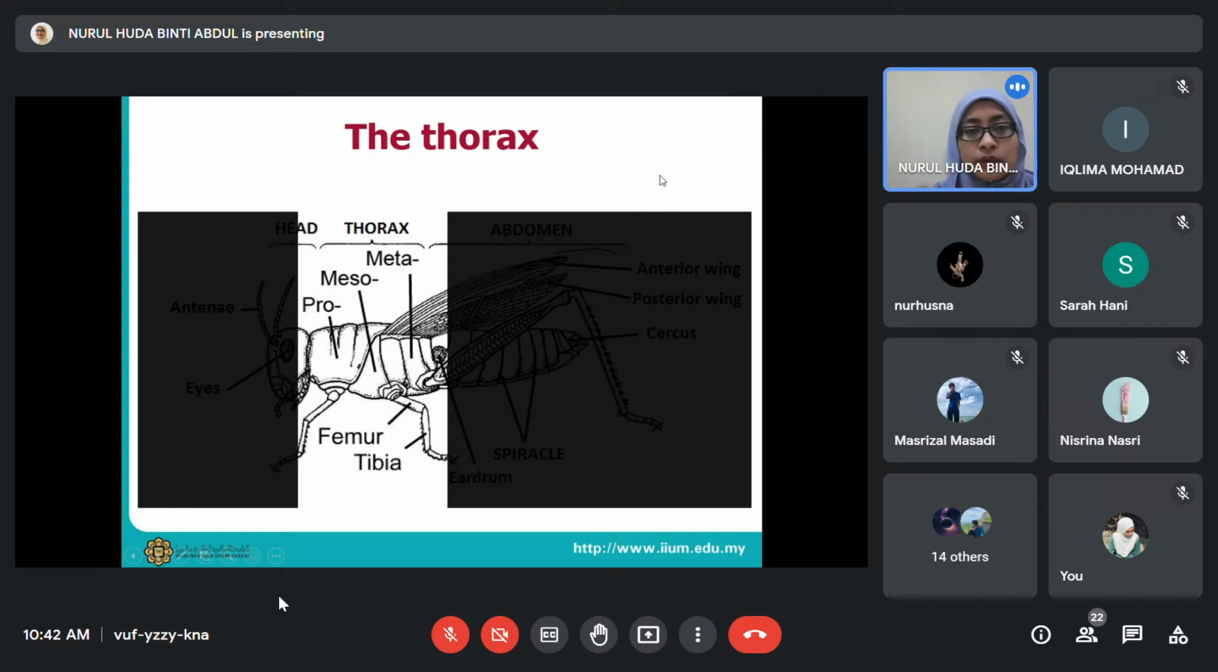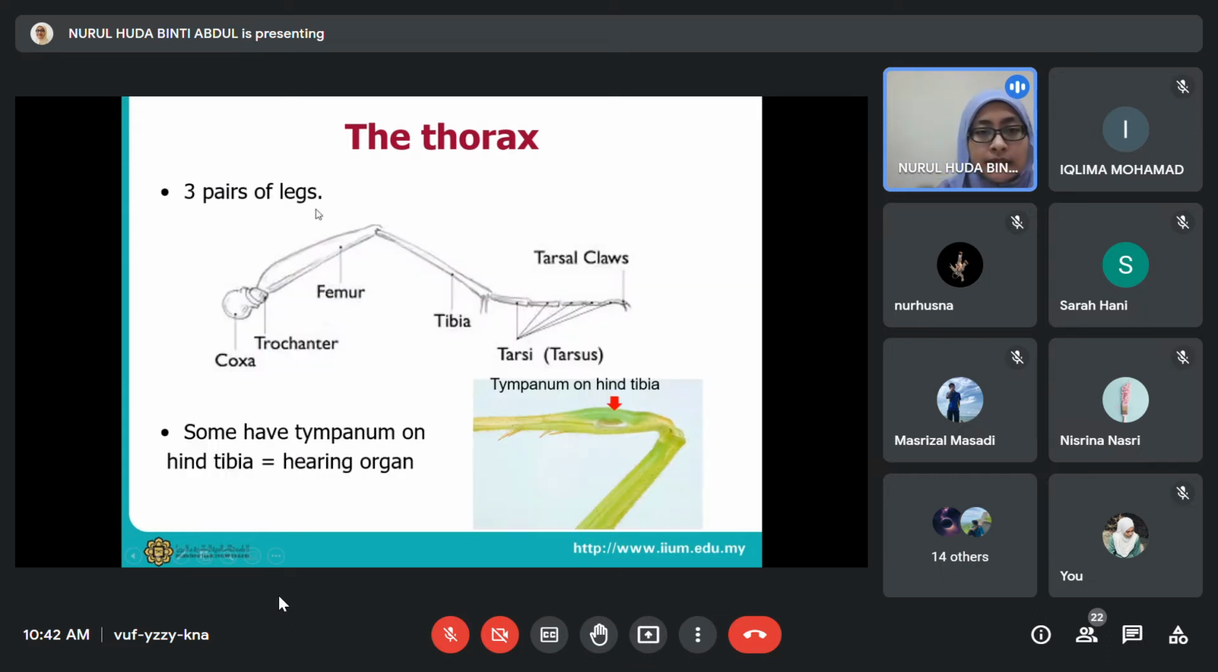Now we go to the second part, which is the thorax. The thorax can be divided into three parts: prothorax, mesothorax, and metathorax. All three parts of the thorax have one pair of legs. So you have front legs, middle legs, and hind legs. Here, if you can see clearly, this is the segmentation of the legs.